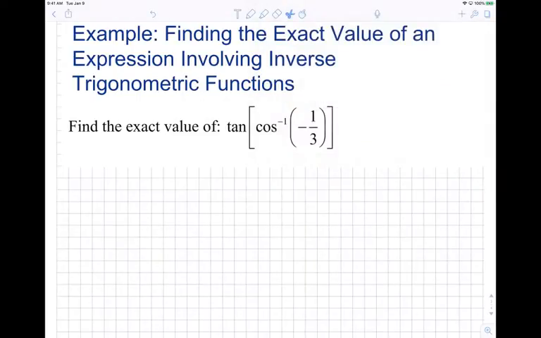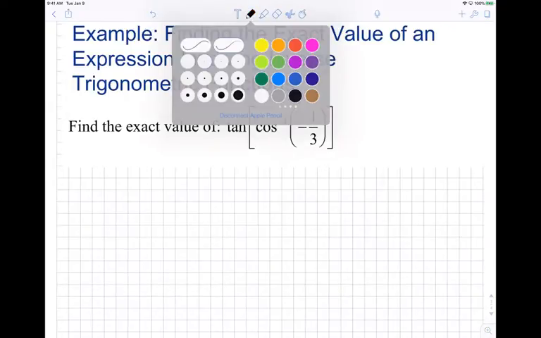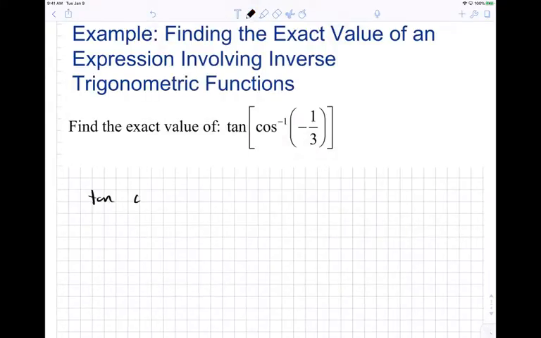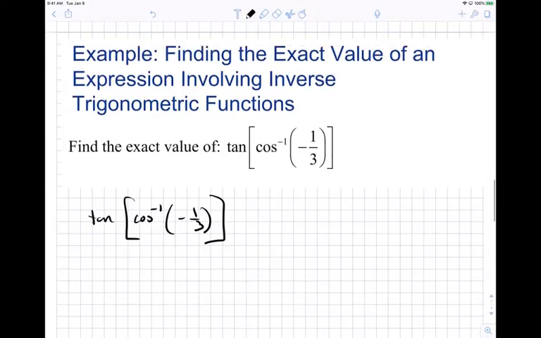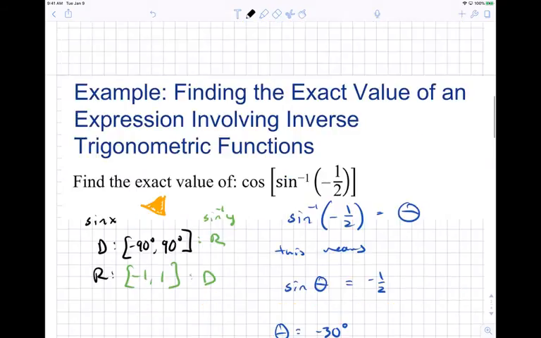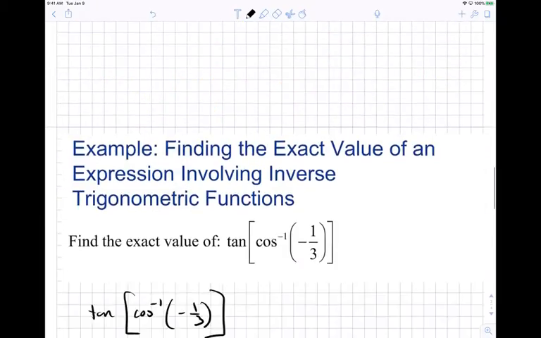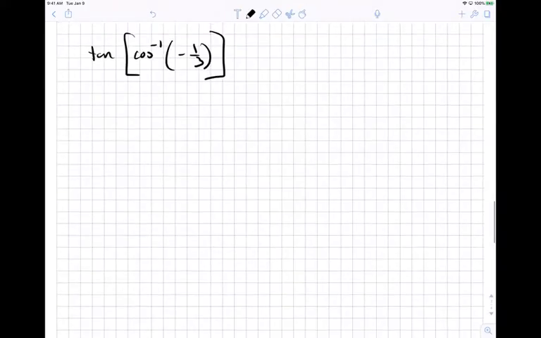Find the exact value. So here's a copy of the original. So we have tan of inverse cosine of a negative 1/3, parentheses, square bracket. Okay. So what did we focus on first last time? Is this the same one or a different one? It's a different one. Okay. So we're gonna back right there.